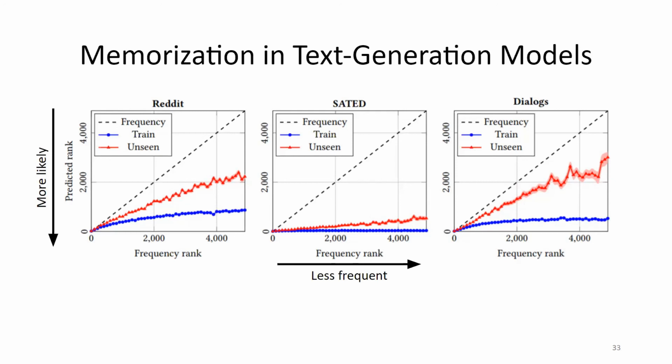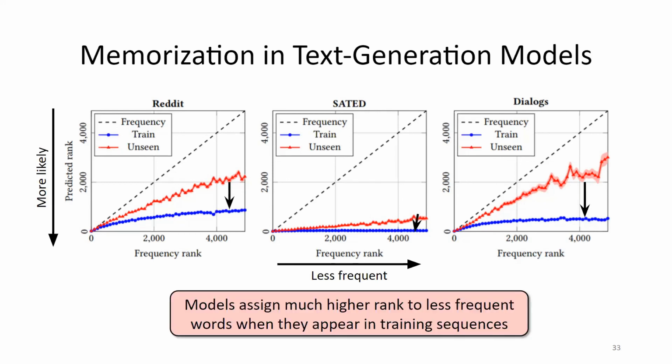And from this plot, you can see there is a gap between the blue and red curves. And the gap is increasingly larger as we move to the right, as the words become less frequent. And what this really means is, as in our observation, the model assigns much higher rank to these less frequent words when they appear in a training context. And this gap, this memorization, is what enables effective auditing.